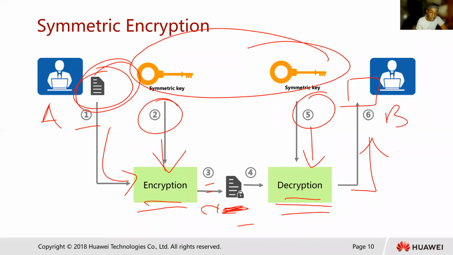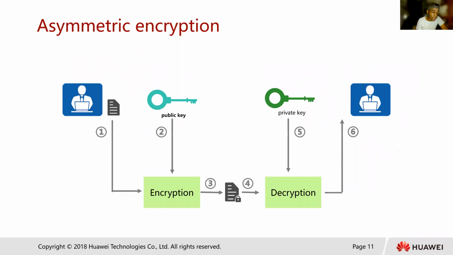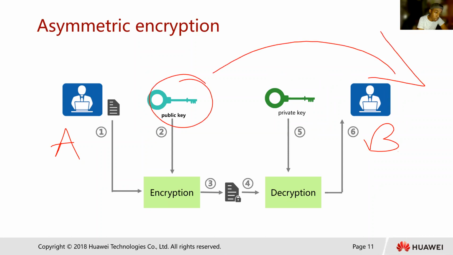That is the mechanism. But now when you look at asymmetric encryption, let's look at this process. Let's think of this as user A again, and this one is user B. User A will obtain the public key, and this public key will belong to who? To user B. And then the encryption process will start as follows.